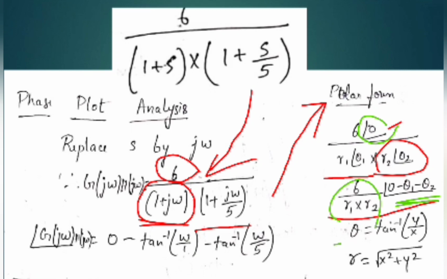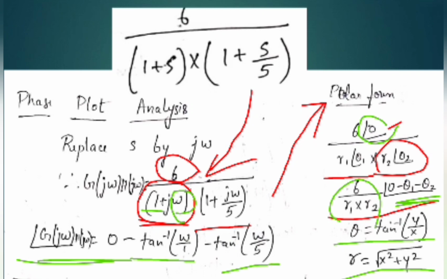We already know that theta is equal to tan inverse of y by x and r is equal to square root of x square plus y square. So based on this, let us take only the angle for the equation. So the angle of g of j omega into h of j omega is equal to 0, and theta 1 is nothing but tan inverse of y by x, wherein y is omega and x is 1. So I will replace it as omega by 1, and minus theta 2 is nothing but tan inverse of, again, omega by 5 is y and x is equal to 1. So that becomes omega by 5.